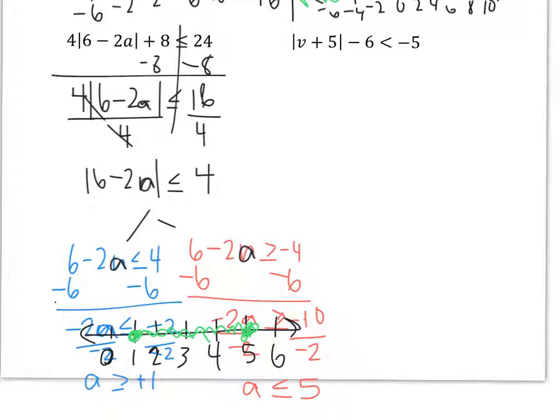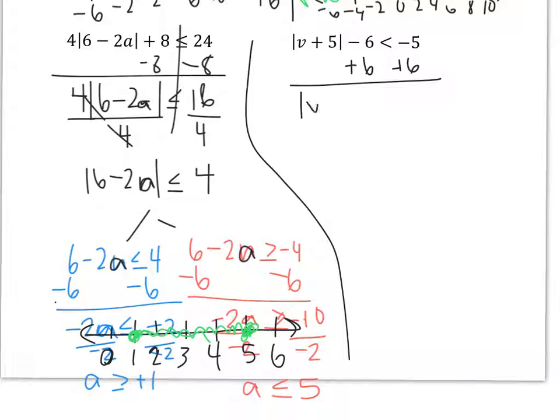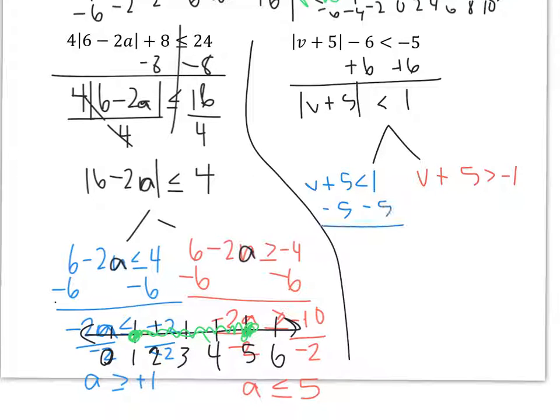So I'm going to isolate the absolute value by adding 6 and get the absolute value of v plus 5 is less than 1. And now I'll go ahead and write my two statements. So v plus 5 is less than 1 and v plus 5 is greater than negative 1. And I'll make sure I got the right variable. I do. So now I'll subtract 5. V is less than negative 4. And then I'll subtract 5 over here. V is greater than negative 6.